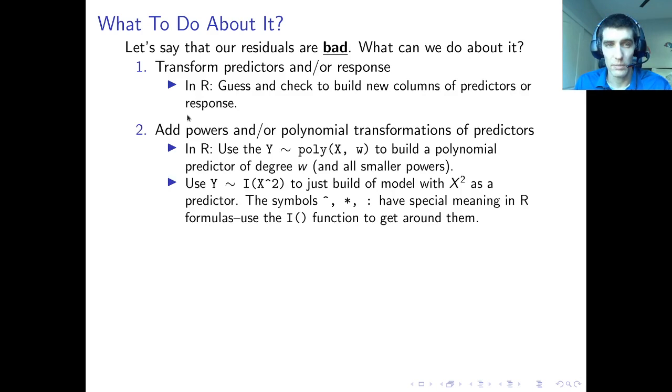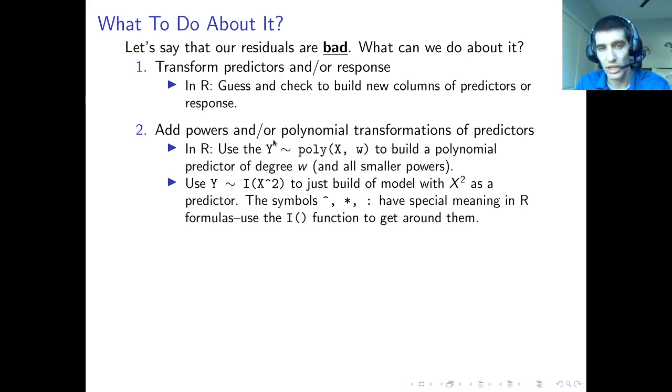Okay, in particular, this is a subset of transforming predictors. We can add powers or polynomial transformations of predictors into the model. This is something I was just talking about a moment ago, which is that polynomial transformations are a specific kind of transformation, and R has some customized commands to facilitate polynomial transformations like squares and cubes and things like this.